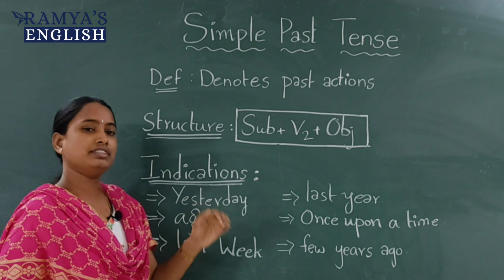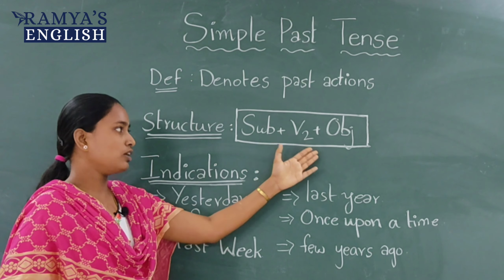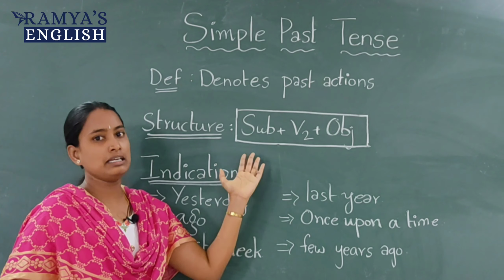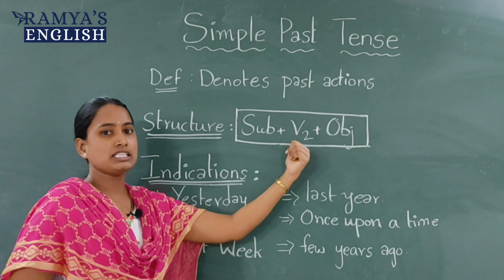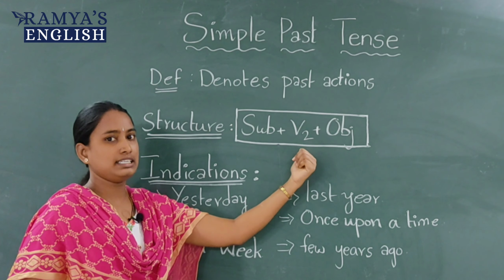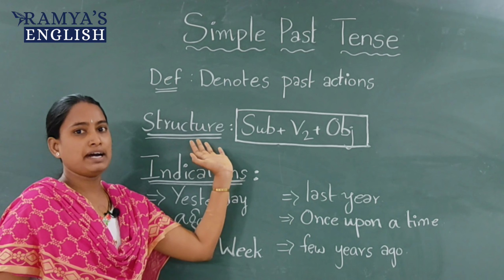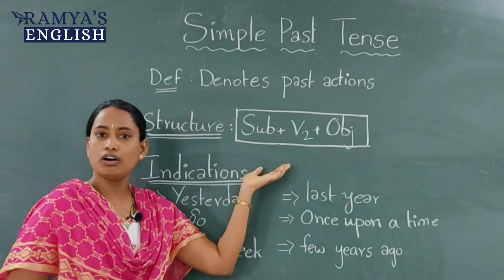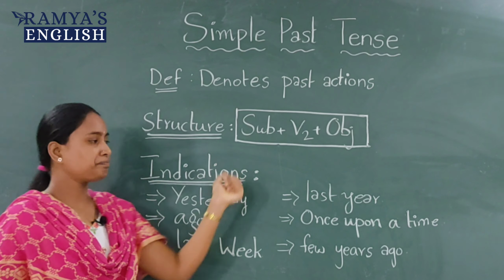And the structure of this simple past tense is subject plus V2 plus object. We are not using any helping verbs here. Directly we use the past form of the main verb, that is V2. So for framing these simple past sentences, we should learn all the past verb forms, that is V2 forms.